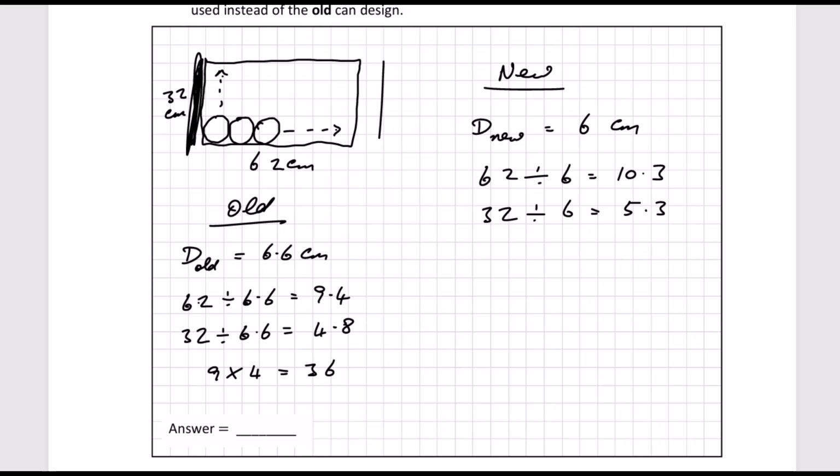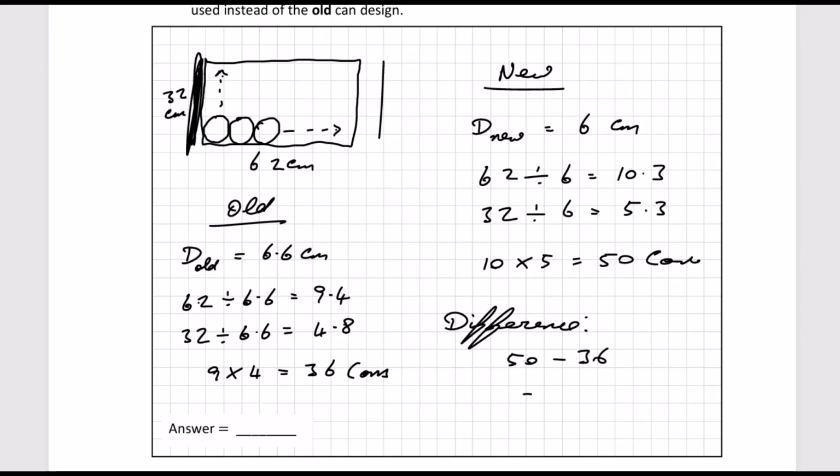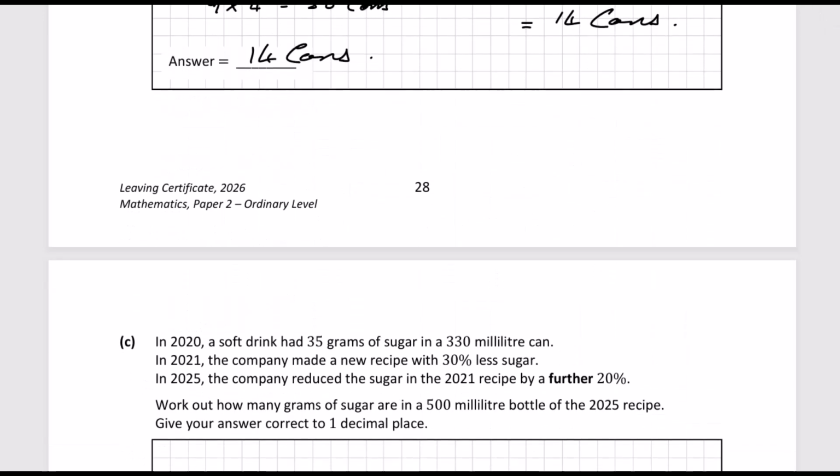So in other words, we can take 10 times 5, which is equal to 50 cans, 50 of the new cans. This is the old cans here. So the difference is just 50 minus 36, which is equal to 14 cans. So with the new can design, you can fit an extra 14 cans. And that's it for that part of the question.